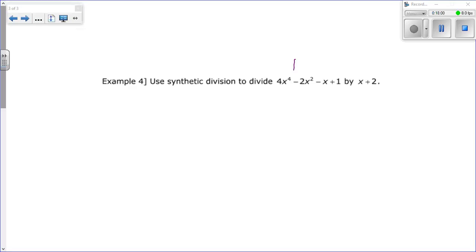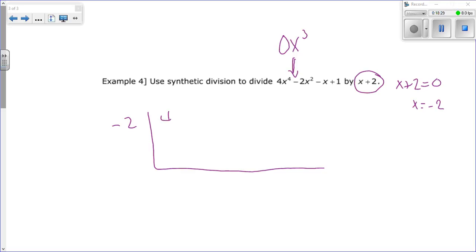Notice right here, I need a 0 x cubed. I don't have one there. And this I need to change to its opposite. If you can't remember to do that, just set this equal to 0 and solve. So that's a negative 2. So I'm going to have a negative 2 on the outside. And I have a 4, x to the fourth, a 0, x cubed, a negative 2x squared, a negative 1x, and a positive 1. And I bring down my 4.